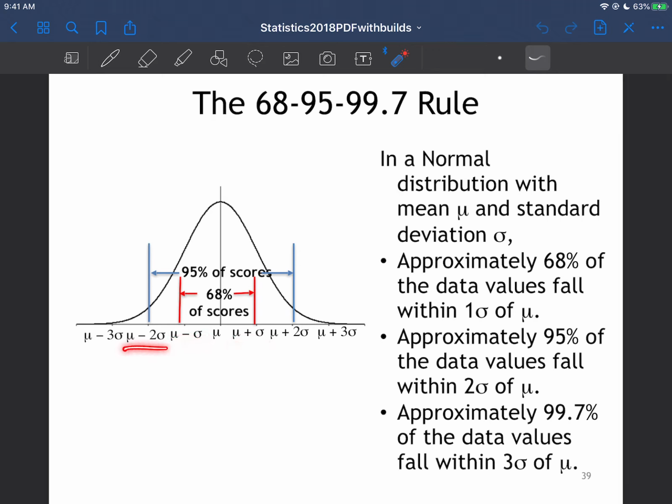If I go out 2 standard deviations, that's going to contain 95% of my data. And if I go out 3 standard deviations, that's going to contain almost all of my data. 99.7% of the data is within 3 standard deviations of the mean. And that's true for any normal distribution, so any distribution that's normal with a mean of mu and a standard deviation of sigma.